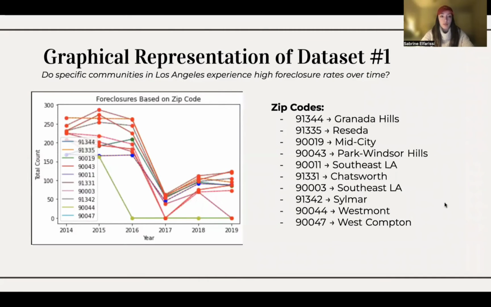Furthermore, we decided to see what communities in Los Angeles have consistently faced foreclosure rates during this time. And we broke it down by the zip codes on the right-hand side here. We see that from the years 2014 to 2019, these are the communities that have consistently had foreclosure rates in the city of Los Angeles.